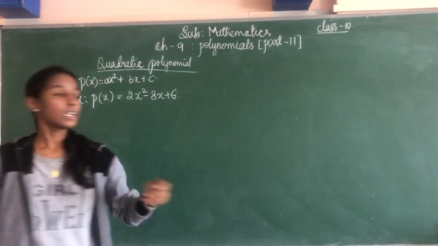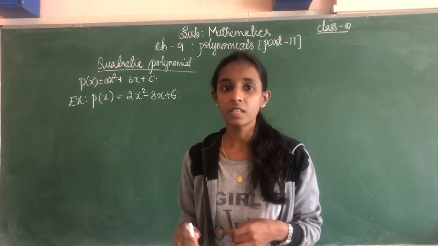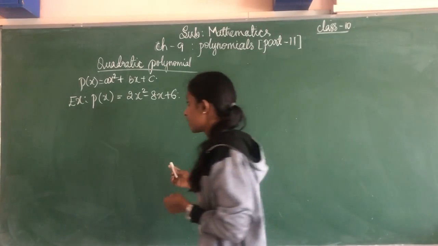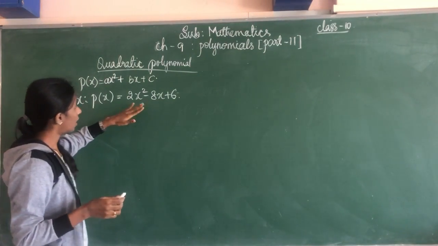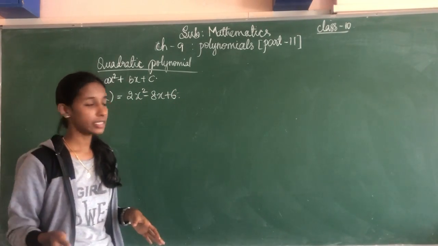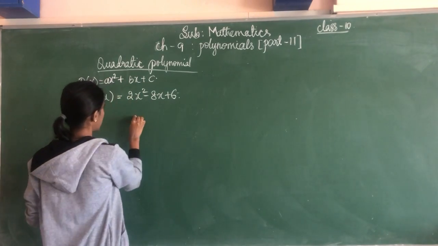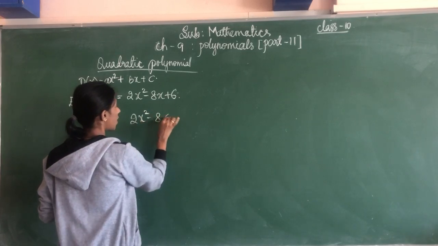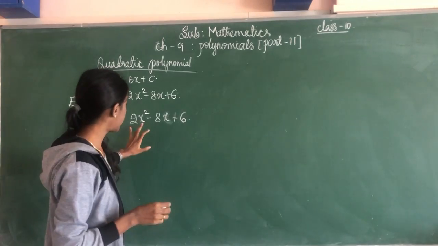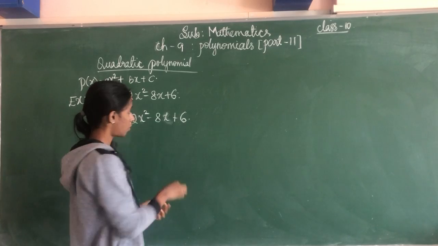And children, in your next chapter, that is quadratic equations, chapter 10, you have learned how to find the factors of a given quadratic equation by using factorization, that is by splitting the middle terms. By this time you might have learned quadratic equations thoroughly. See, this is a quadratic equation, 2x square minus 8x plus 6. How will you find the roots of this quadratic equation? Just recall the quadratic equations chapter.